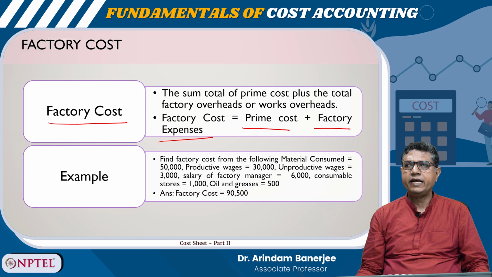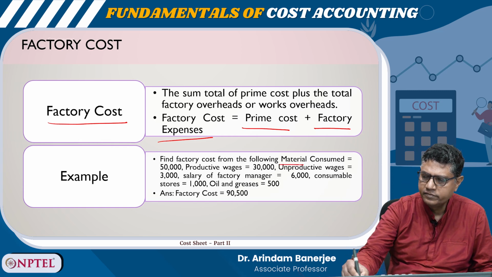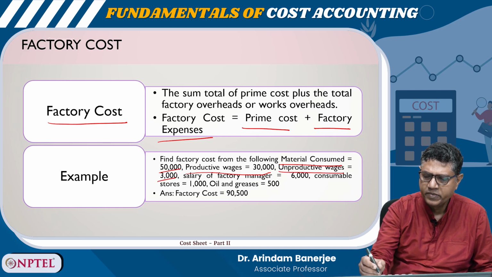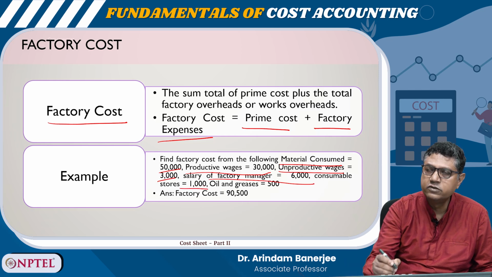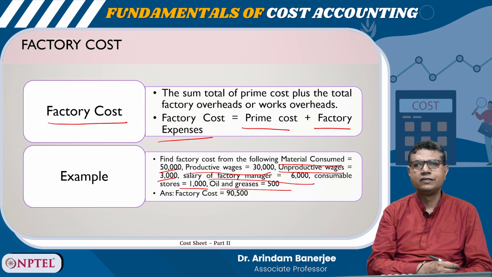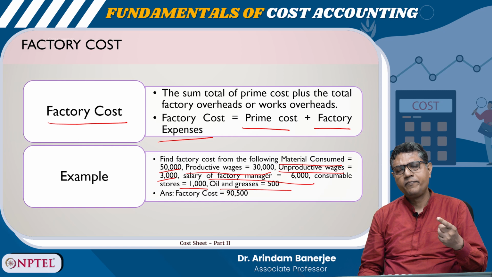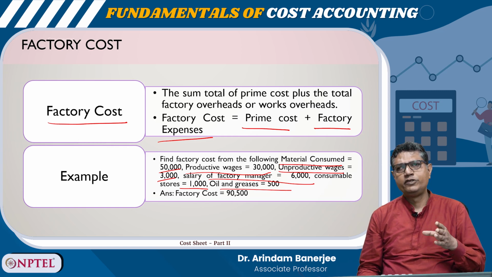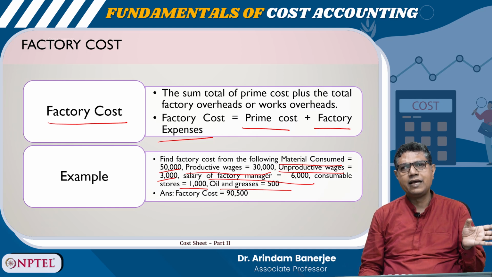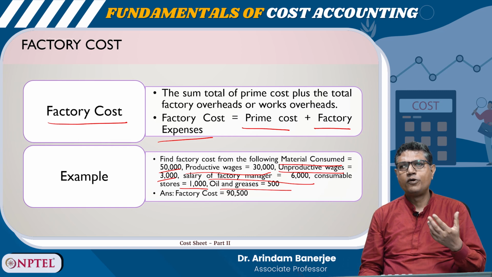So, here is one example. Find factory cost from the following: material consumed 50,000, productive wages 30,000, unproductive wages 3,000, salary of factory manager 6,000, consumable stores 1,000, oil and grease 500, right? And if you remember, we discussed the concept of indirect expenses or overhead. Overhead is the sum of indirect material plus indirect labor plus indirect expenses. Indirect expenses are those which you cannot assign directly to the final product. Indirect labor is any salary or wage paid to an employee or worker which you cannot directly assign to the final product, right? Unproductive wages also.